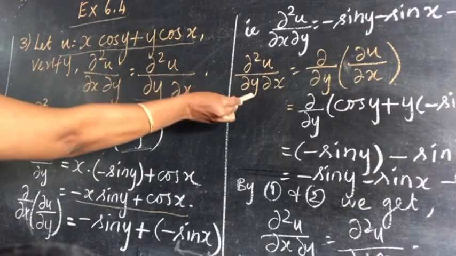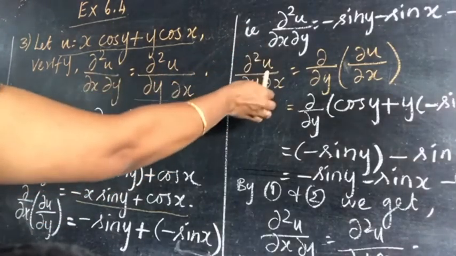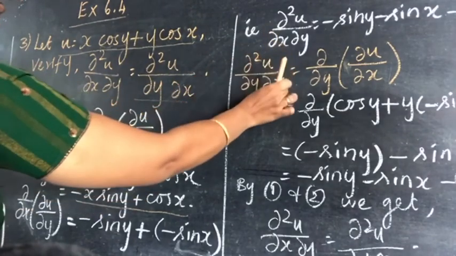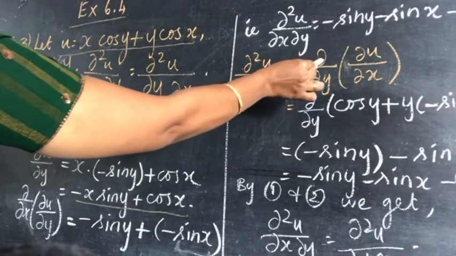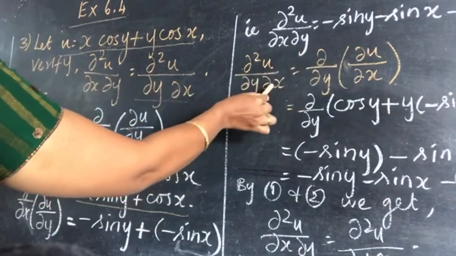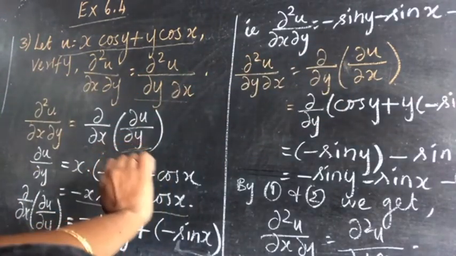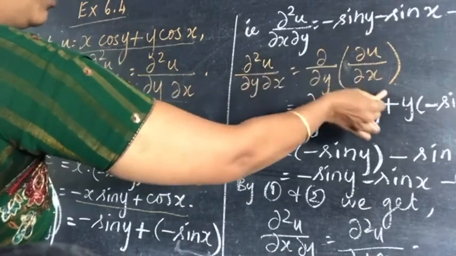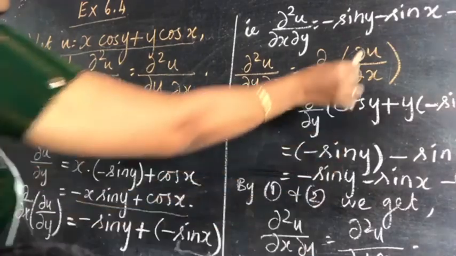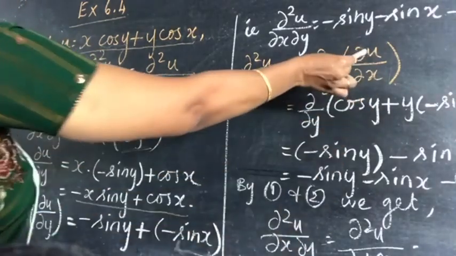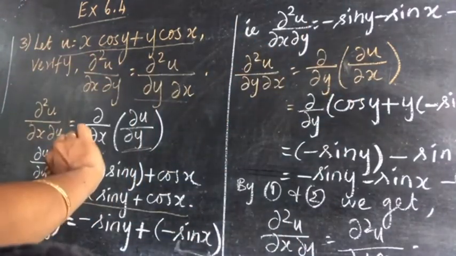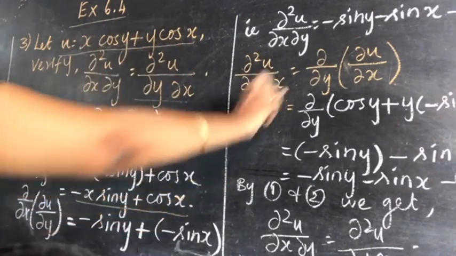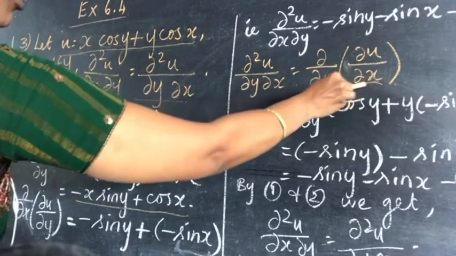So, ∂²u/∂y∂x can be rewritten as ∂/∂y of ∂u/∂x. So, ∂² u, that is ∂ of ∂u, ∂y ∂x. Okay. So, ∂/∂y of, we need to find ∂u/∂x now. So, ∂u/∂x means we need to differentiate u with respect to x. What is u? x cos y plus y cos x. We need to differentiate this with respect to x.